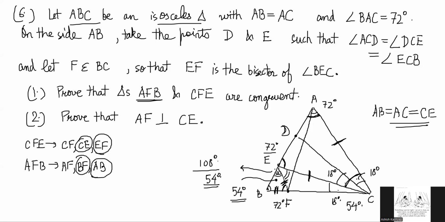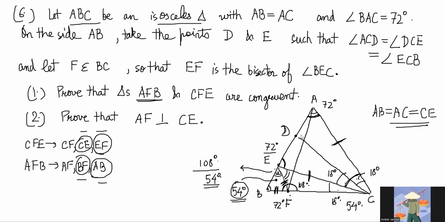CFE, one second. Oh, so this angle is 108 here then. Angle EFC is 108. And in AFB, what are the angles? AFB. So we know that, okay, we can just do the 54 degree angle. We can take the angle between the two common sides.